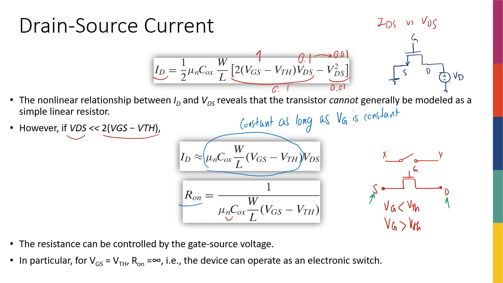And when MOSFETs work as a switch, they're either in the off region when VG is smaller than VTH, or they're in the region where VGS is much greater than the threshold voltage, which results in VGS minus VTH being a lot greater than VDS. In this situation we have a short circuit between drain and source because the resistance is very small, and in the other situation we have an open circuit between the drain and source.